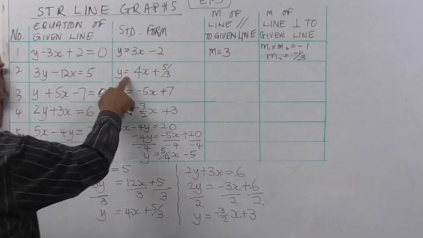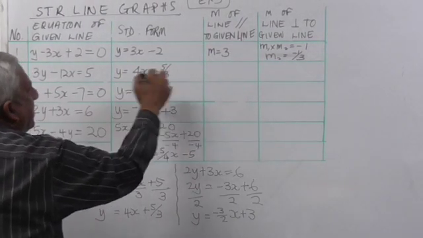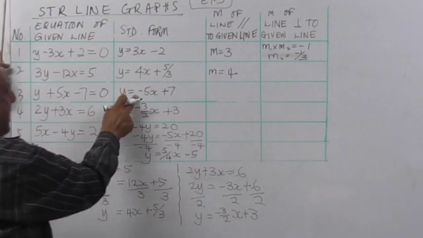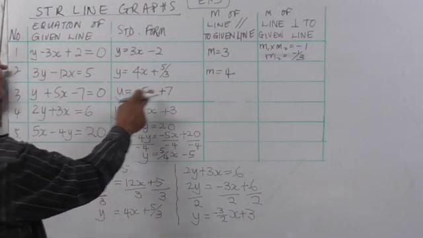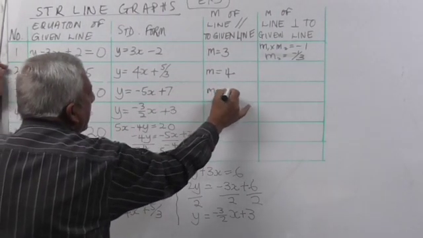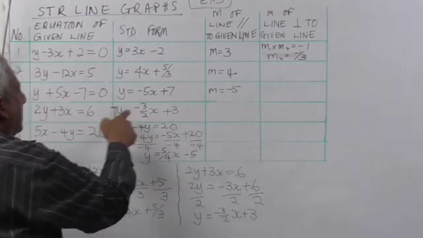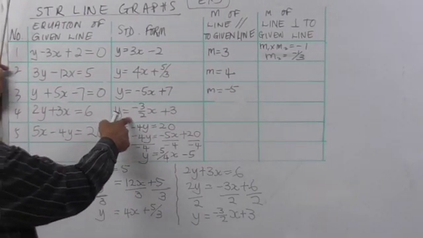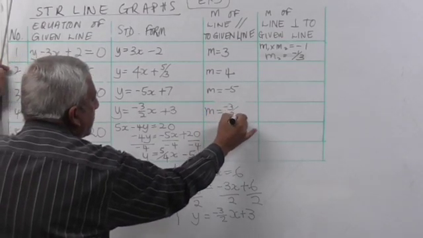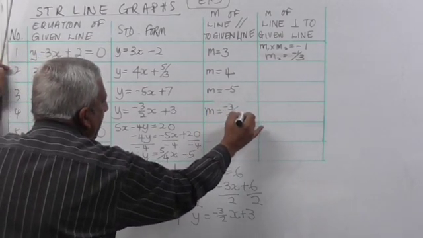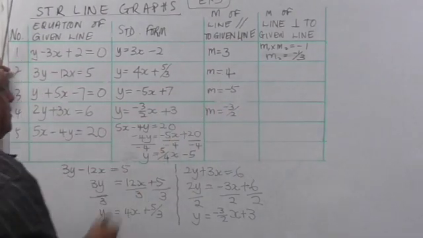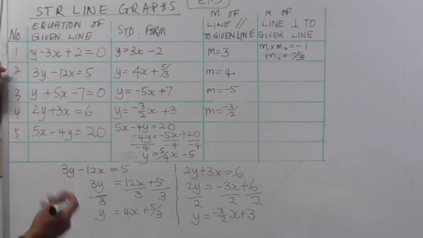So, let's do number 2. That line is parallel to this line. Therefore, the gradient will be the same. So, m is 4. That line is parallel to this line. So, that's why that gradient and this gradient will be the same. So, m is minus 5. That line is parallel to this line. Therefore, the gradient will be the same. M is minus 3 over 2. Now, you could use your calculator and say m is minus 1 comma 5. That's fine.